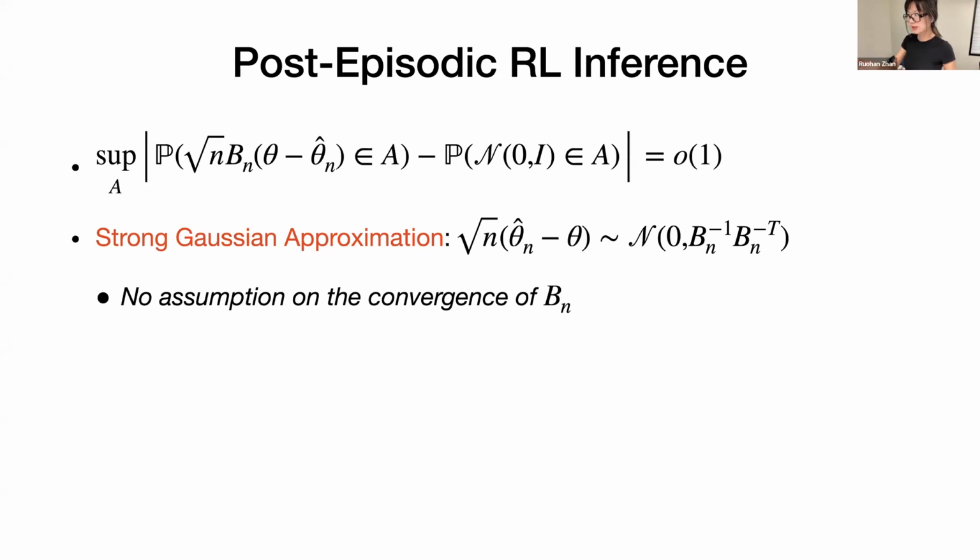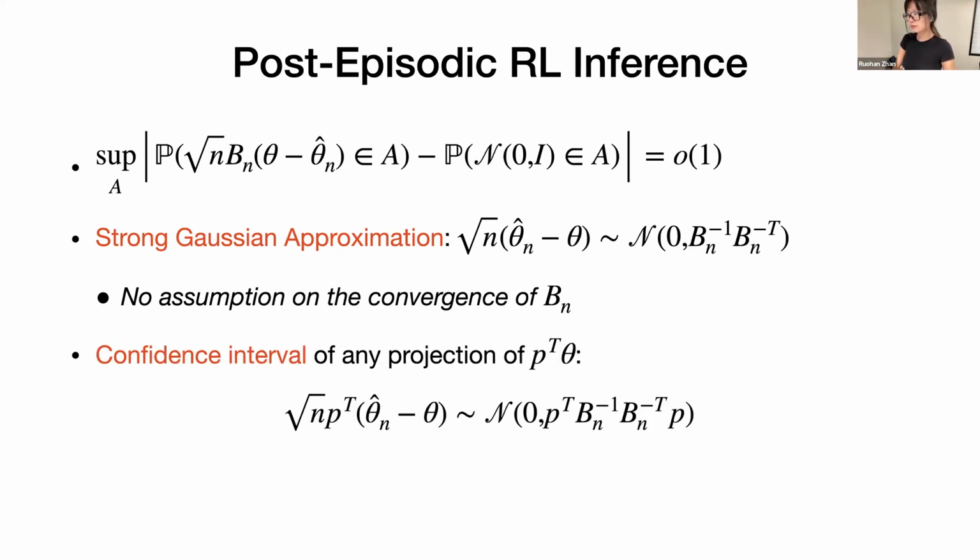If we have this, we can invert our B_N even if it is not converging. So with that, we can use a normal distribution with mean zero and variance B_N inverse times B_N inverse transpose to approximate the distribution of our estimation error here.